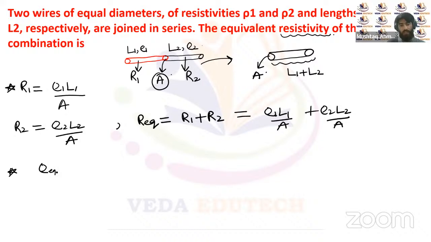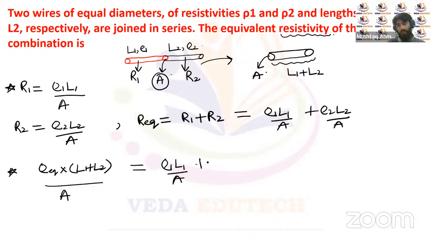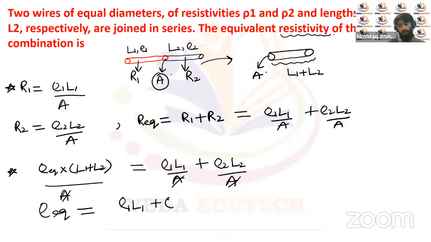So we can replace R equivalent with rho equivalent, the equivalent resistivity, multiplied by the length L1 plus L2, upon the area of cross section A. That will be equal to rho 1 L1 upon A plus rho 2 L2 over A. We can cancel out A on both sides, so rho equivalent will be equal to rho 1 L1 plus rho 2 L2 divided by L1 plus L2. This is the equivalent resistivity of this series combination of two wires of resistivities rho 1 and rho 2 and lengths L1 and L2.